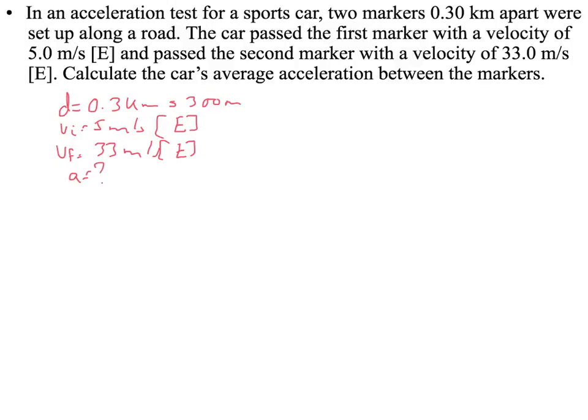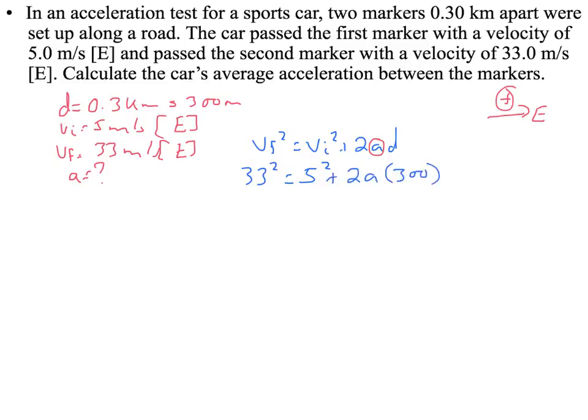So the first thing we need to do is, again, assign a direction. So we'll call east positive. The second thing we need to do is identify which equation we are going to use. Well, the only equation that really works is VF squared equals VI squared plus 2AD. A is what we are looking for, so we're going to need to solve for A. But let's put some numbers in first. So VF is 33, so 33 squared equals 5 squared plus 2 times A times 300. So now you know why we changed to 300 meters, because all our dealings are in meters per second, and so on.